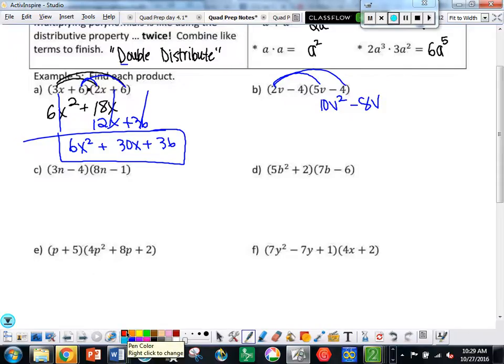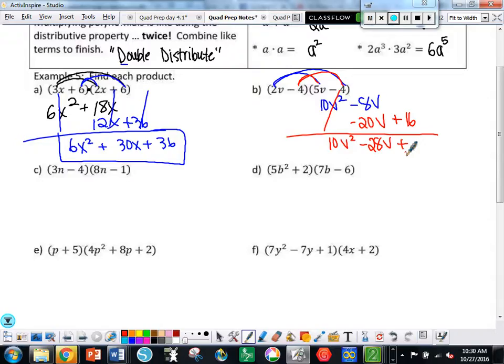Now what am I going to do with the negative 4? Distribute again. Negative 4 times 5 would be negative 20v. Now I'm going to put it underneath the 8v because those are the same terms. Negative 4 times a negative 4 is a positive 16. Then I combine whatever terms I can. The first term and the last term will never combine with anything. So I just have 10v squared minus what? Plus.